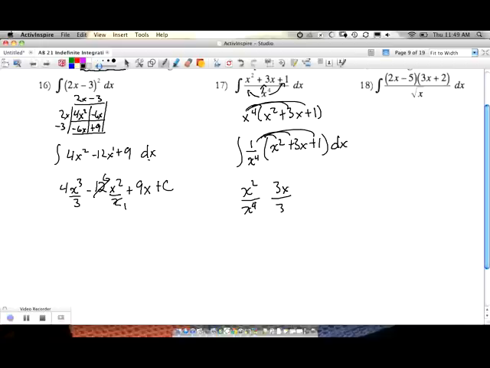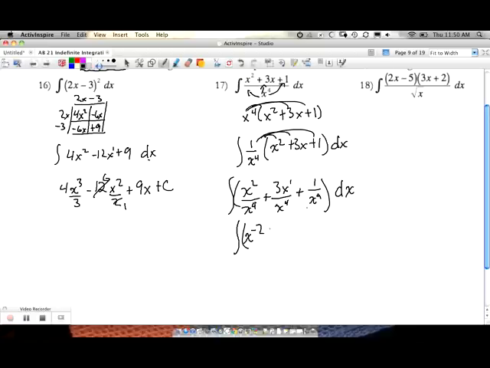Now we're getting really close to having this completely ready to integrate, but let's do one more thing. Let's try and get this as some power x to the n. Well, x squared over x to the fourth would give me 1 over x squared, or I could just write x to the negative 2. 3x over x to the fourth would really give me 3 over x cubed, or 3x to the negative 3. 1 over x to the fourth is just x to the negative 4. So there's my 3 terms.